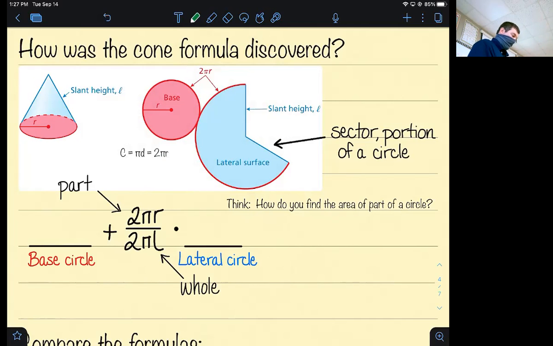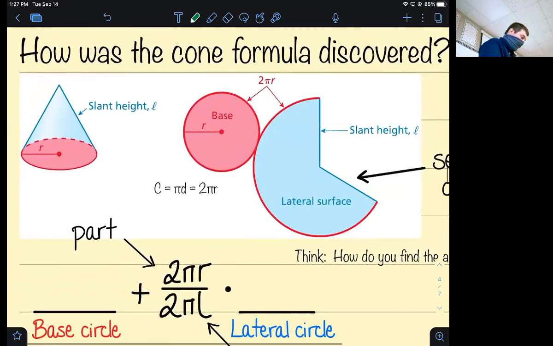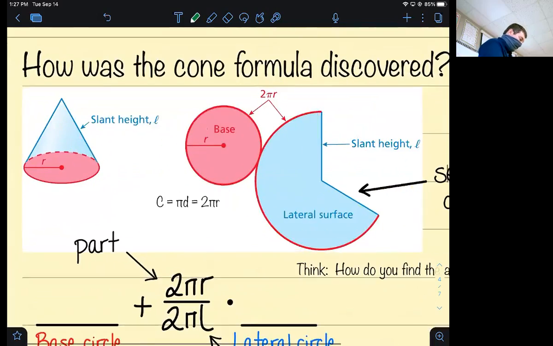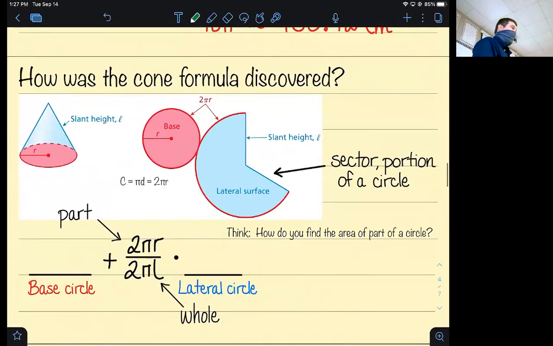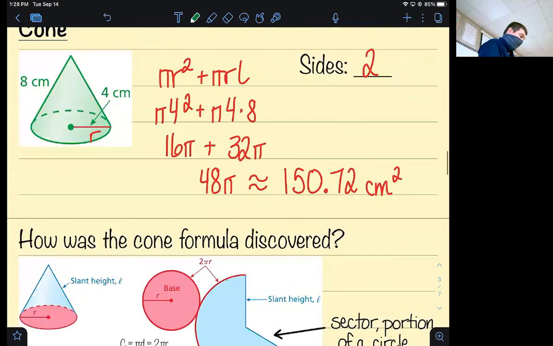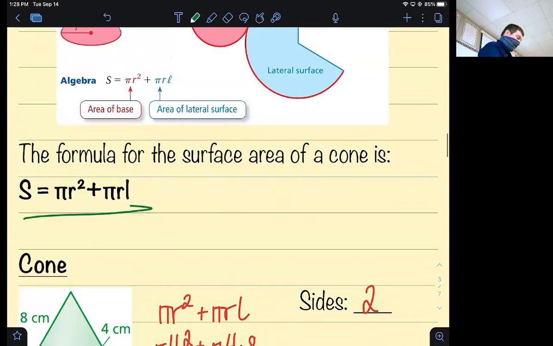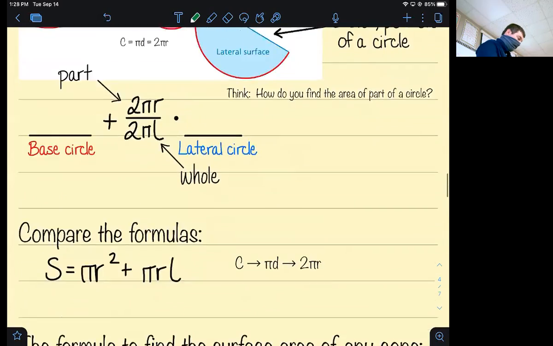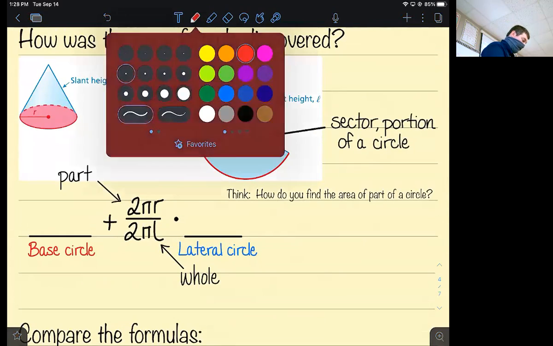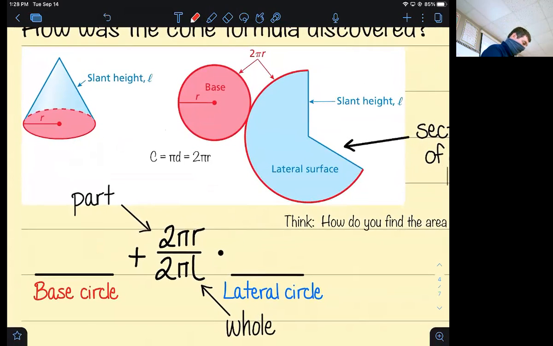Where did this formula come from? Well, let's break it down. It's pretty obvious to know where the pi r squared part of the formula came from. The pi r squared part of this formula, and I'm referring to this formula right here, by the way, came from the area of that circle. So we call that the base area, the base circle. So here's pi r squared. That's why I'm going to put that blank right there, pi r squared.